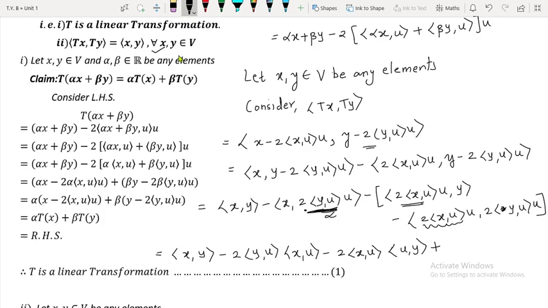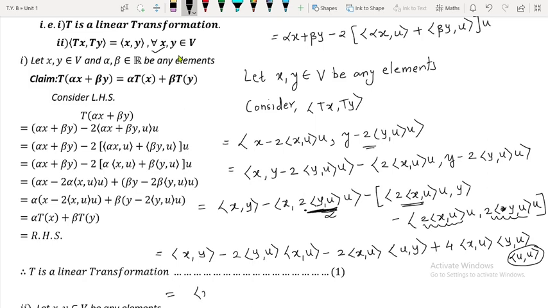Now this is also a real number and this is also a real number, so that can be taken out. So 2 multiplied by 2 will be 4, so 4 times inner product of x with u multiplied by inner product of y with u, and this is inner product of u with u, which is further equal to, now as I told you before, inner product of u with u will be 1, so what is left out then?